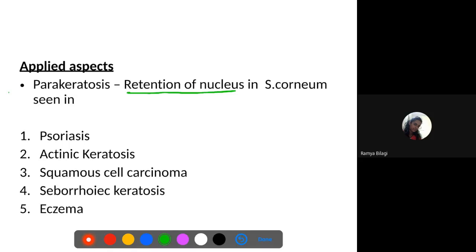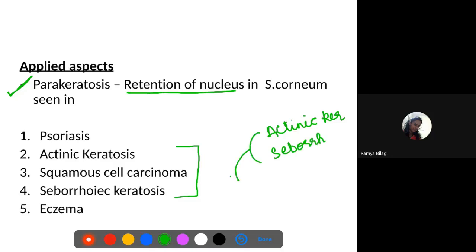Psoriasis, actinic keratosis, squamous cell carcinoma, seborrheic keratosis. How do we remember? Here, actinic keratosis and to an extent seborrheic keratosis, they are pre-malignant. When they are pre-malignant, the cells are rapidly dividing. So they don't have time to undergo all the stages of keratinization. So they will rapidly multiply and they retain nucleus.